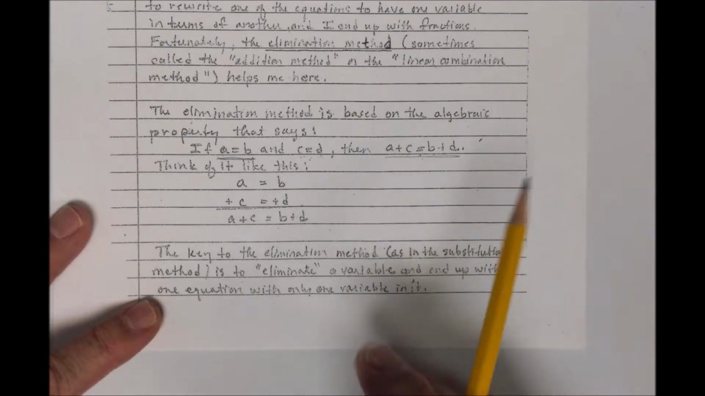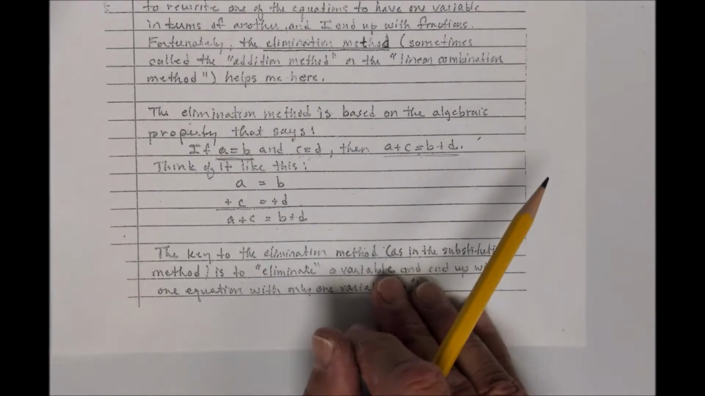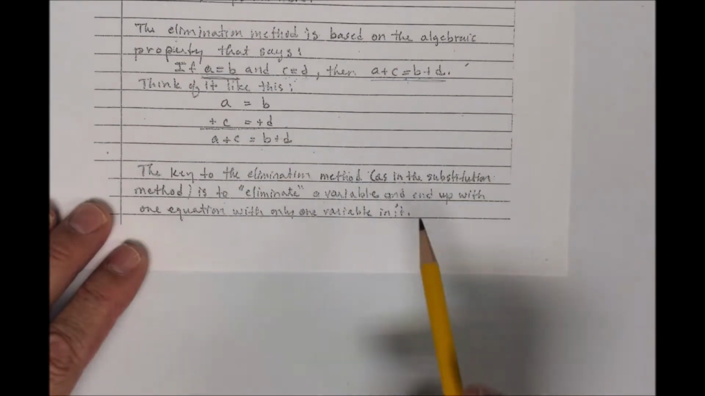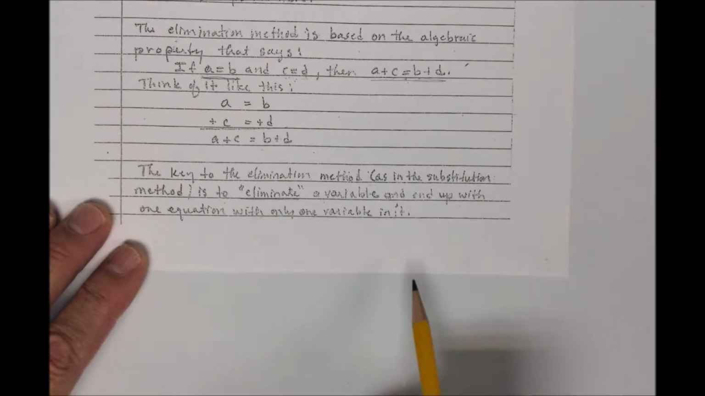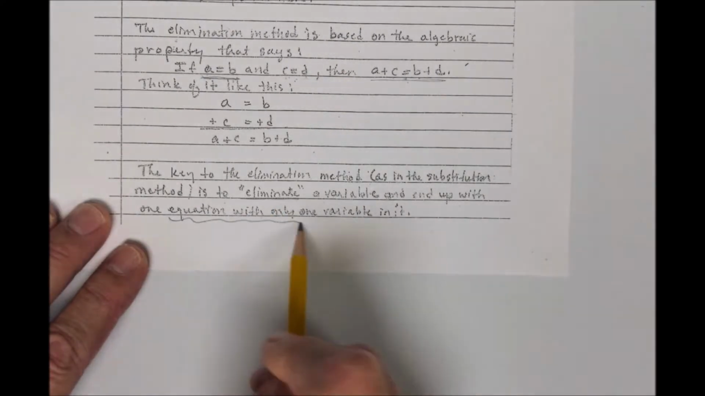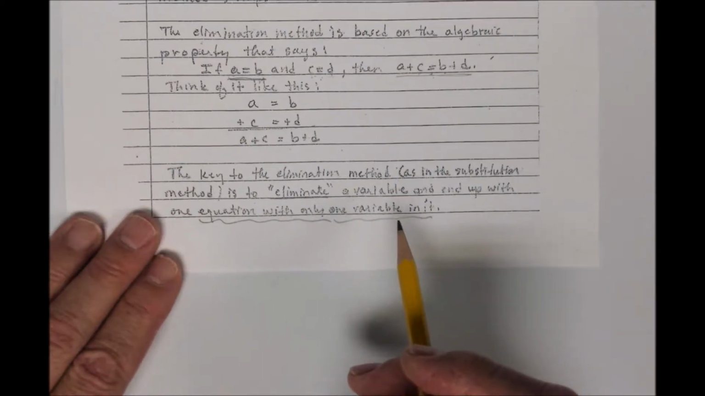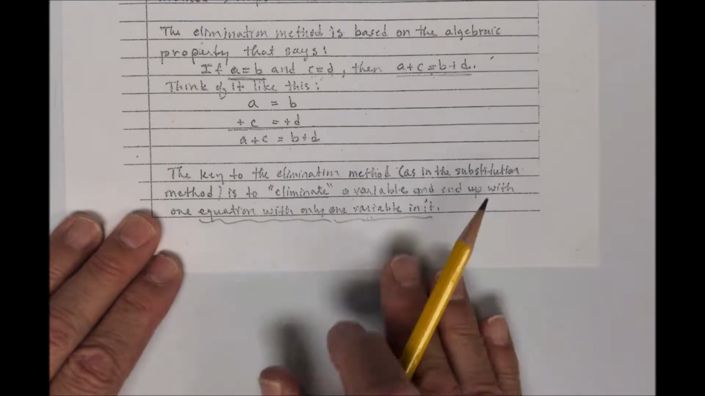And of course, the name elimination means we need to eliminate a variable. Now, we did that with substitution. I'll show you how to do it using this property next. So we're going to try to eliminate one of the variables so that we end up with an equation that has only one variable in it. Because if it only has one variable in it, I can solve those fairly easily by now. I mean, we spent a long time covering that way back in chapter 2.